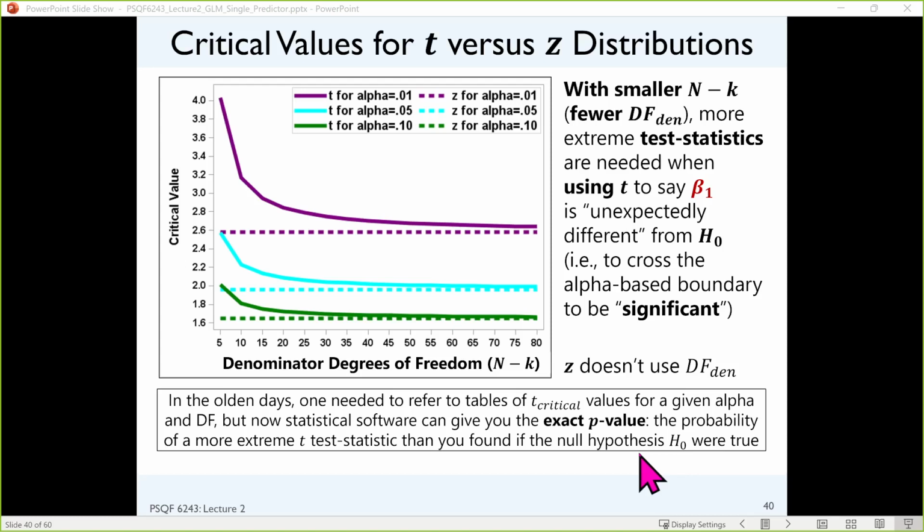How far out are you? And if you're within 95%, then you would say, yeah, not far enough. That's within expected territory, not significant. And if you're outside of that, yeah, that's pretty far away. We'll call that reject the null. We'll call that significant, noteworthy, publishable.